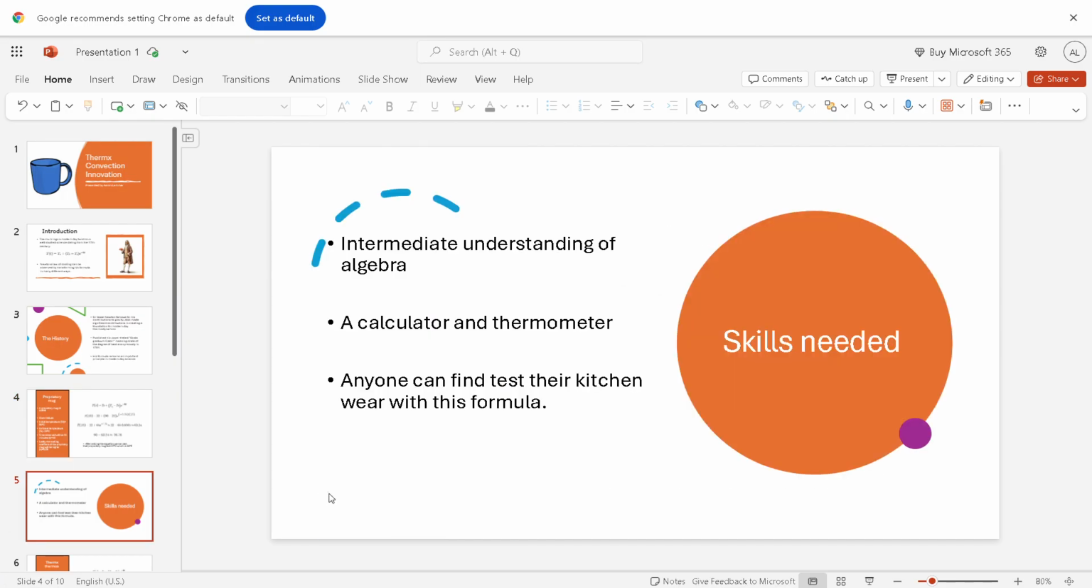Alright, skills required. The engineers at Thermx all have a firm understanding of thermodynamics and have a strong algebra background. However, to understand and compute Newton's law of cooling requires not much more than an intermediate understanding of algebra and a calculator. Given this formula, and having an understanding of the values, you can compare at-home dishware to Thermx to find out for yourself who holds heat better.